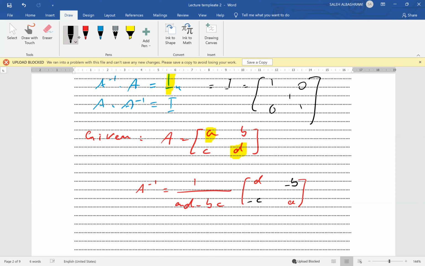So if A is given by the 2 by 2 matrix A, B, C, D, then the inverse is 1 over the determinant. Sometimes we write it as 1 over delta, which means the determinant, times the matrix D, minus B, minus C, and A.